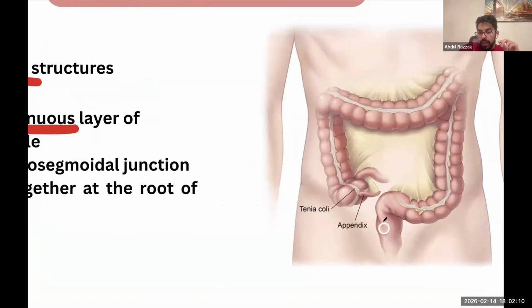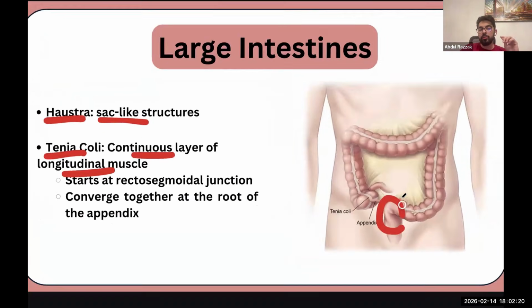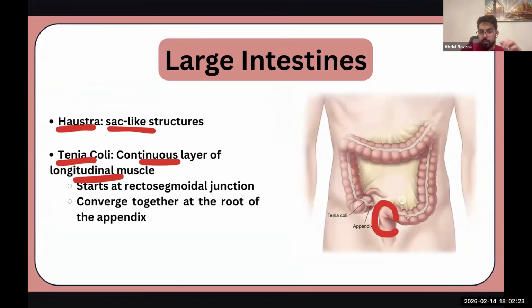These begin at the rectum. This is the rectum, okay? And you can see here that all the muscle layers are surrounding the rectum totally. However, when the large intestine starts, the outer longitudinal layer of the muscle is going to condense into these three strands of muscle, which are going to become the taeniae coli. And these are going to continue all the way throughout the colon until they reach the root of the appendix.